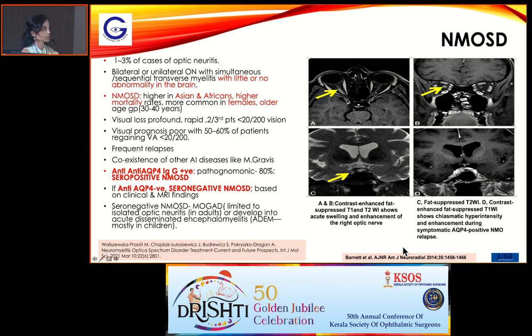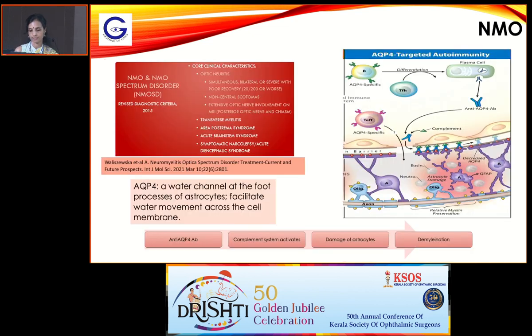So this is associated with frequent relapses, poor vision, very profound vision loss, and the recovery is also not very good, often associated with transverse myelitis, bilateral involvement. So the left-hand side shows you the MRI pictures with swelling and enhancement of the right optic nerve, and it could be a long optic nerve involvement.